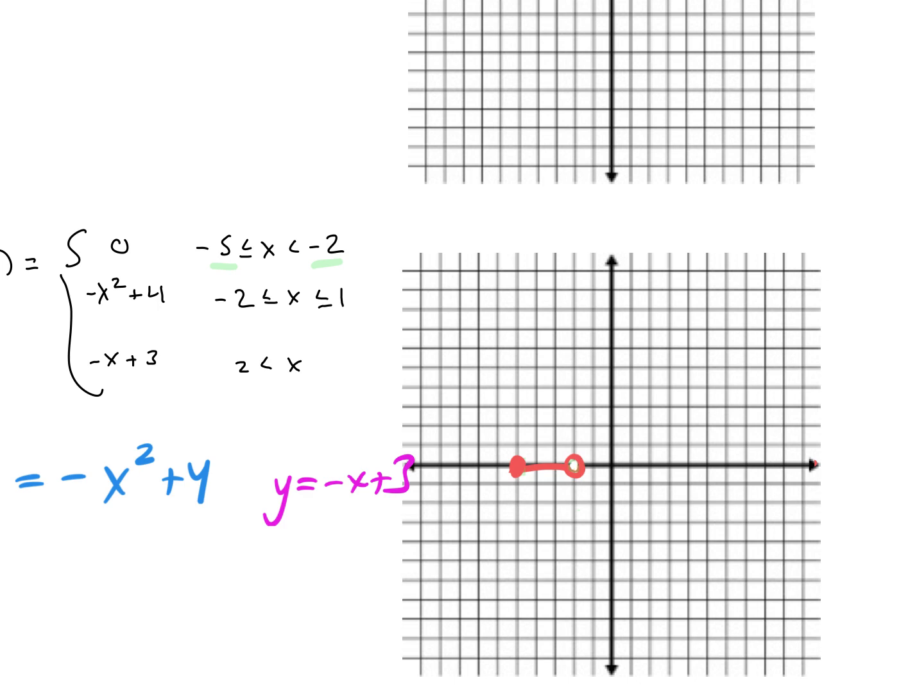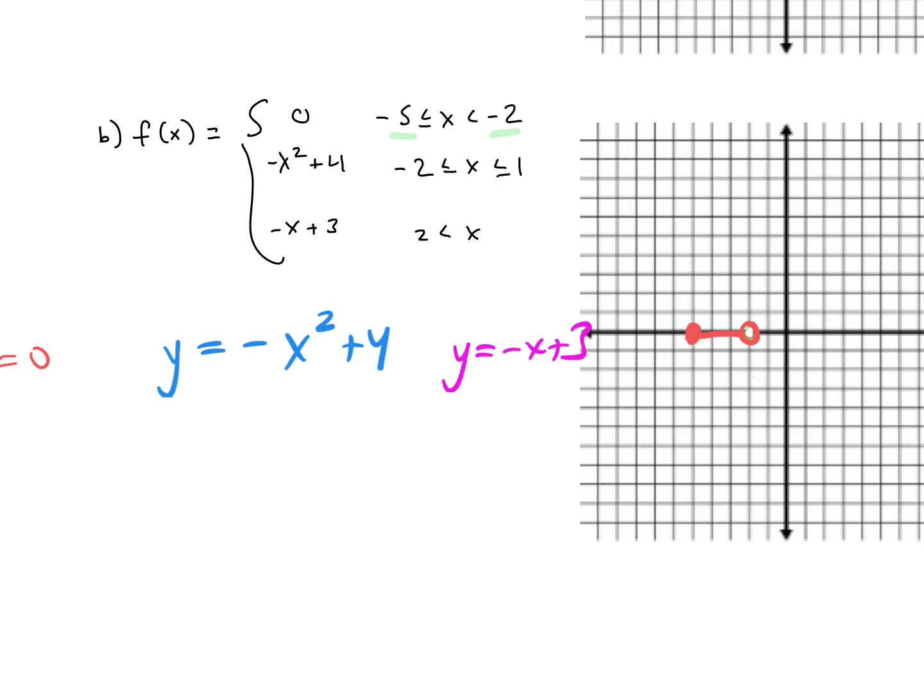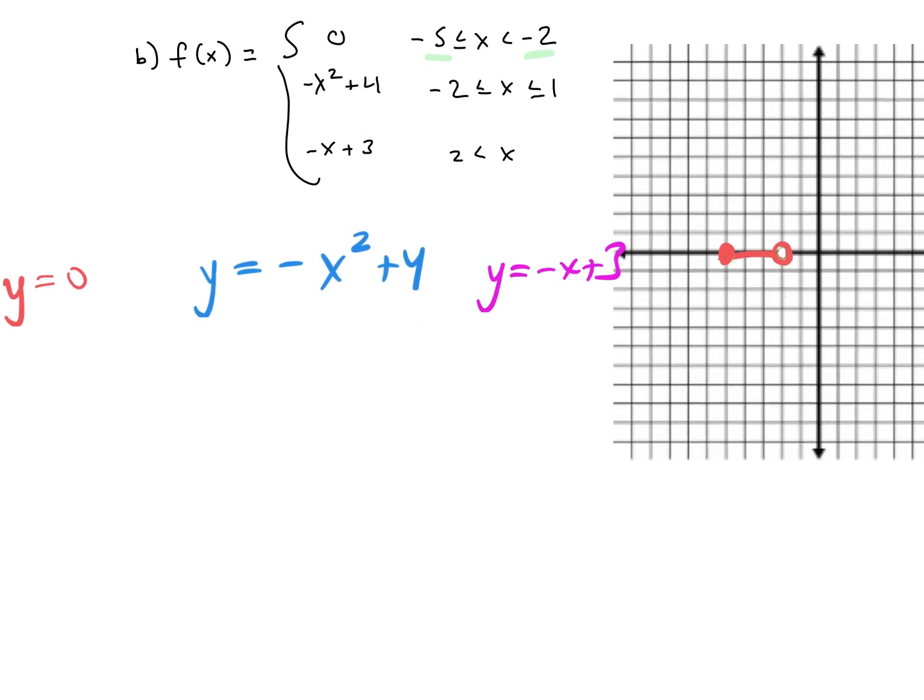All right, let's look at the next piece. -x squared plus 4, which we just talked about, guys, the parabola. It's going to cross the y-axis at 4. It's pointing downwards. But you don't know exactly where the points are going to be, so we're not going to just kind of guess. We're actually going to make an XY chart, and we're going to figure it out. So I'm looking between -2 and 1, so I'll say -3, -2, -1, 0, and 1.